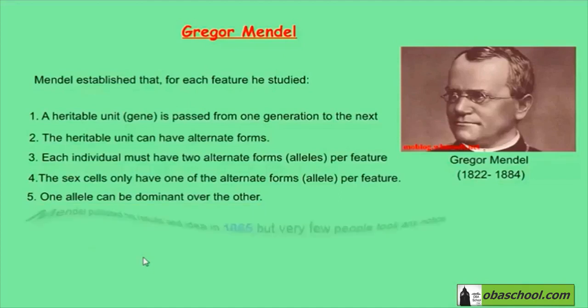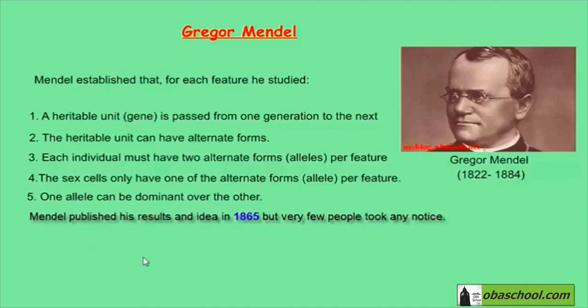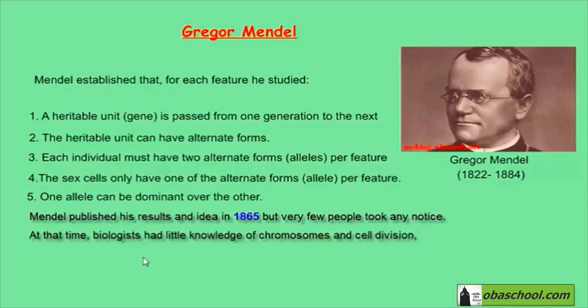Mendel published his results and ideas in 1865, but very few people took any notice, since at that time, biologists had little knowledge of chromosomes and cell division. So his ideas went unnoticed. Biologists didn't have the basic information to realize the importance of Mendel's work.